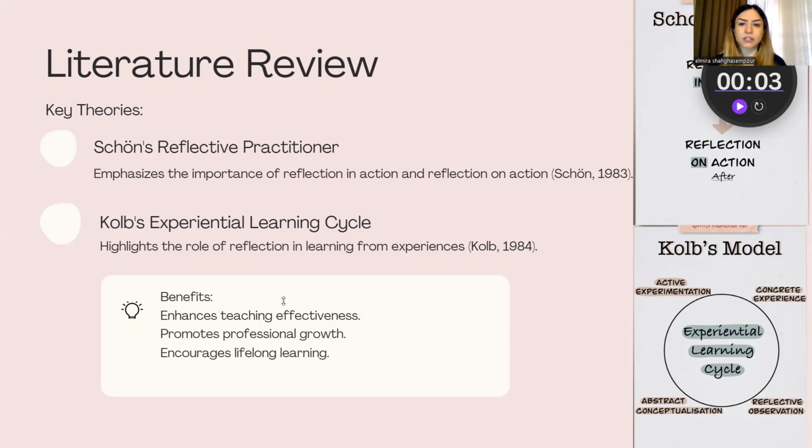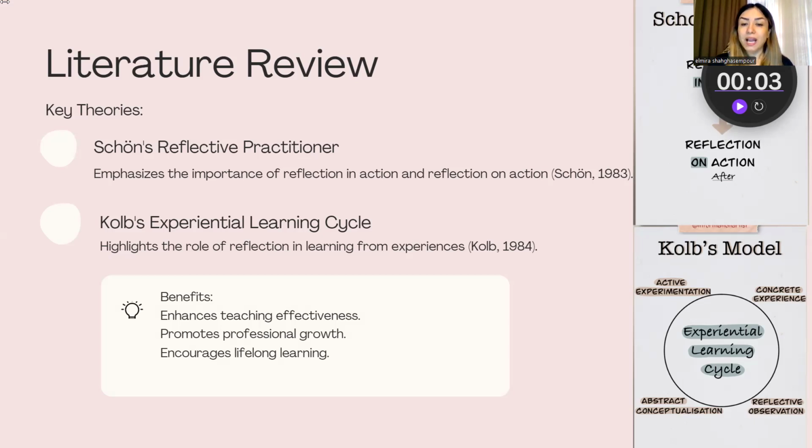And Kolb's experiential learning cycle is David Kolb's theory, which highlights the role of reflection in learning from experiences. The cycle includes concrete experience, engaging in a new experience, and also reflective observation, which is reflecting on the experience. Also, it contains abstract conceptualization, which is forming new ideas and modifying existing ones based on the reflection. Also, it has active experimentation, which applies the new ideas in practice.